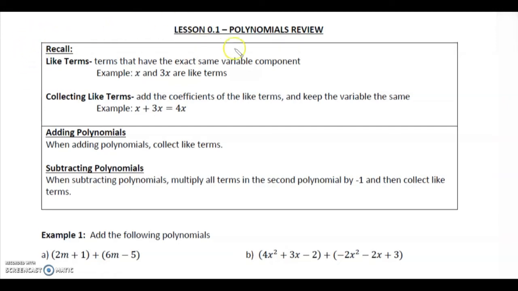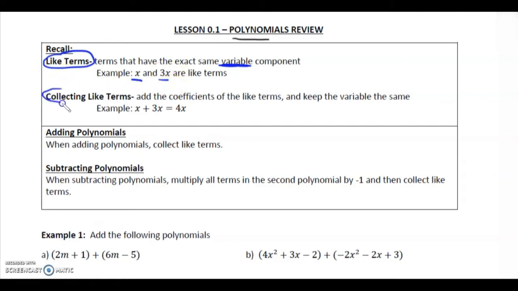Okay, lesson 0.1, polynomials review. As a recall, like terms have the exact same variable component, so we're only looking at the variable component there. An example is if we had x and then 3x. These are like terms.